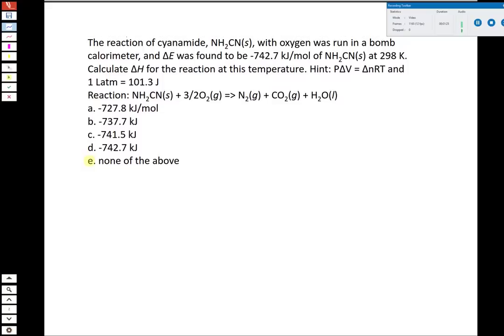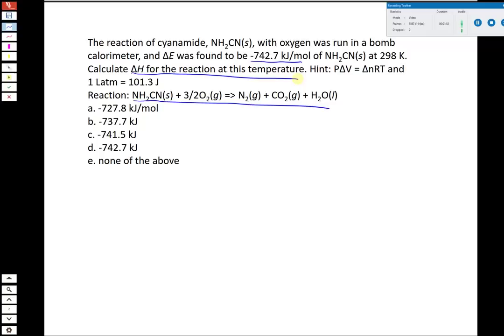Delta E, delta H, and some of the simple relationships between them. So this one here is a little bit more quantitative in nature, and we have a reaction shown here, already given to us balanced. We're running a bomb calorimeter, so the delta E was found to be minus 742.7. Calculate delta H for the reaction at this temperature. Now this is a type of calculation that I didn't actually do in class, so it's one that you would have had to sort of figure out on your own really the best way to approach this.